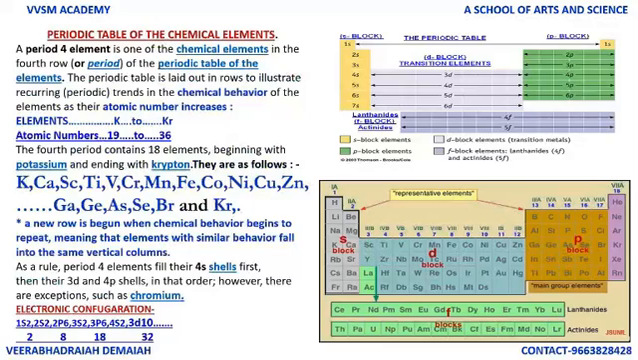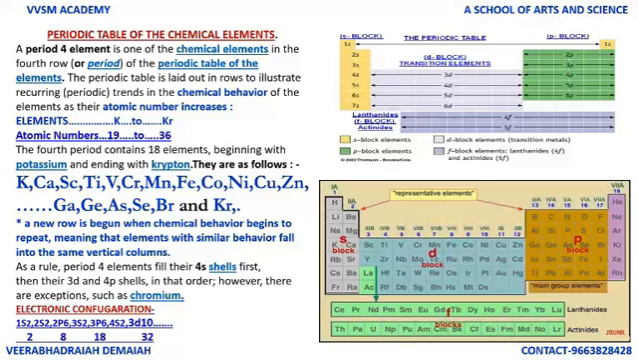Well friends, in the periodic table of the chemical elements, a period 4 element is one of the chemical elements in the 4th row or period, as I already discussed. The 4th period contains 18 elements, that is from potassium to krypton, atomic numbers starting from 19 to 36. The 4th period contains 18 elements beginning with potassium and ending with krypton.